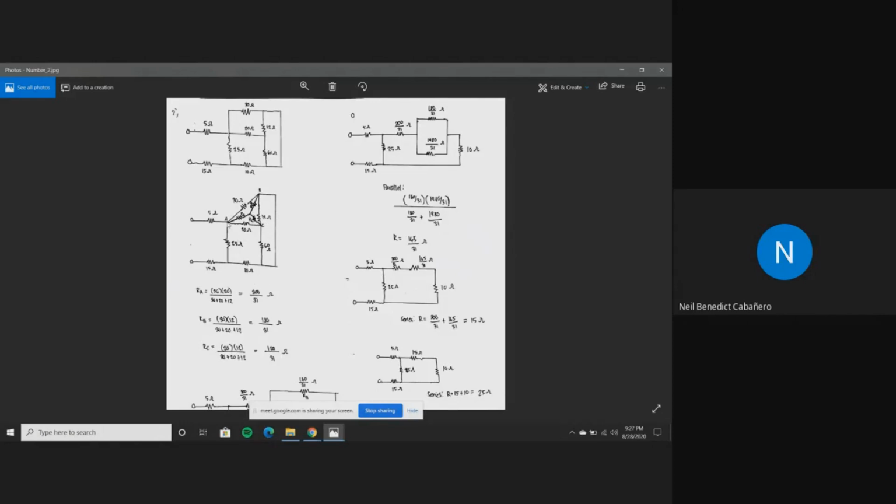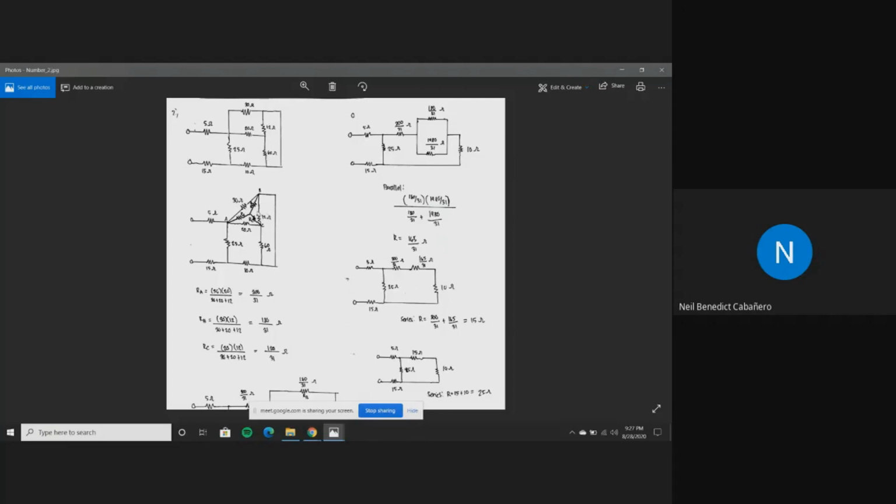I will label this as node A, node B, and node C. The resistors in the Y transformation are RA, RB, and RC. In order to get RA, the numerator is the product of the adjacent resistors of RA, which are 30 and 20. 30 times 20 over the sum of the resistors around it, so 30 plus 20 plus 12, which results in 300 over 31 ohms. In RB, same formula.